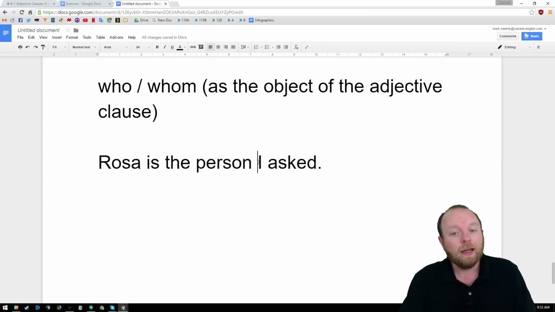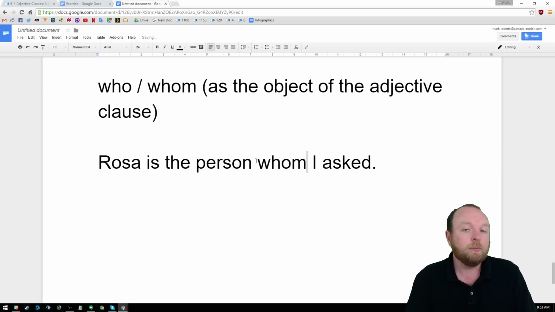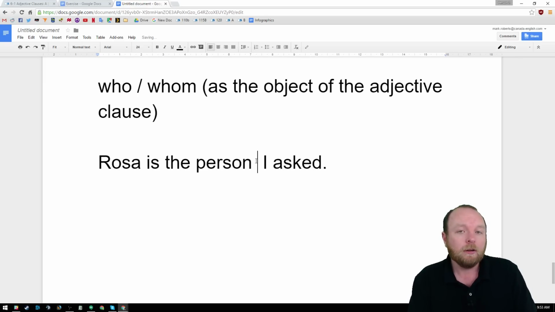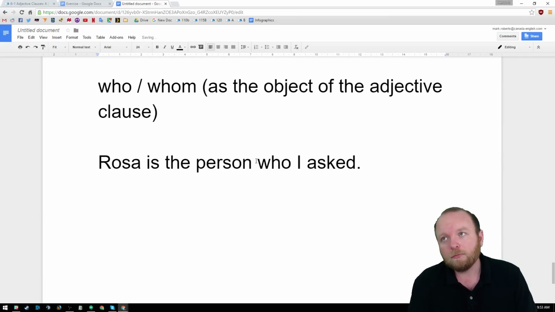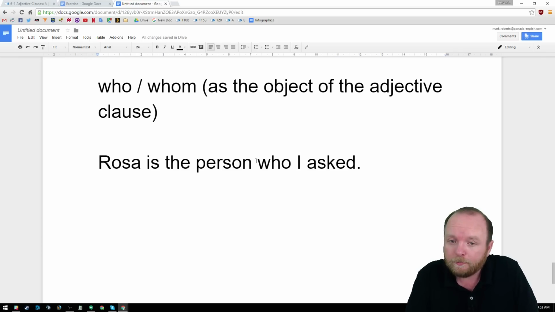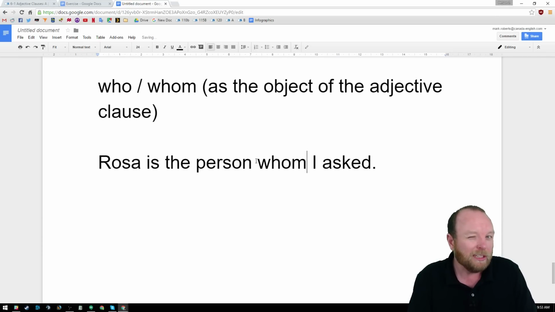So here, I asked, right? Whom would be good here, but it's formal. This is more popular, right? This is the most popular. This is less popular, but it's popular. And this is really not popular because it's formal.